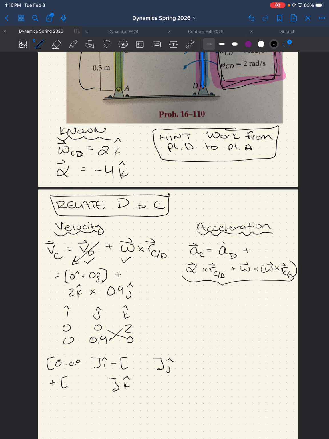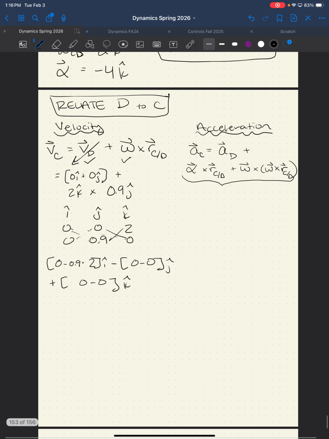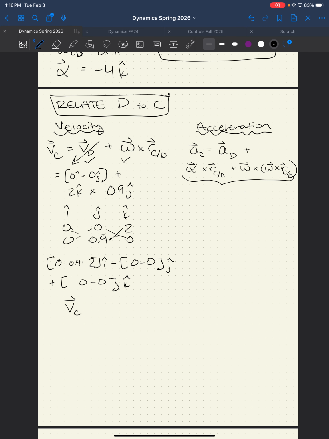All right, i: 0 minus negative 4 times 0.9. J is going to be 0 times 0 minus 0 times negative 4, so 0 minus 0. K is 0 minus 0. Okay, so that's just the first cross product.